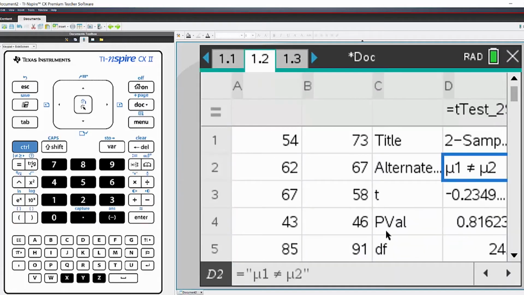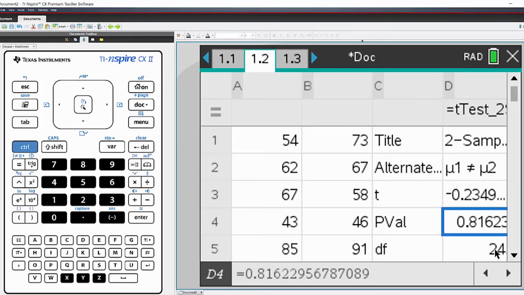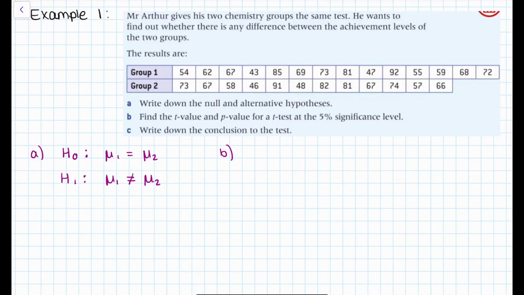You'll see here we have our information. So our t-test value is negative 0.2349, our p-value is 0.816. And now we can do our comparison. So from the calculator, we found that our t-value is negative 0.235 and the p-value is equal to 0.816.